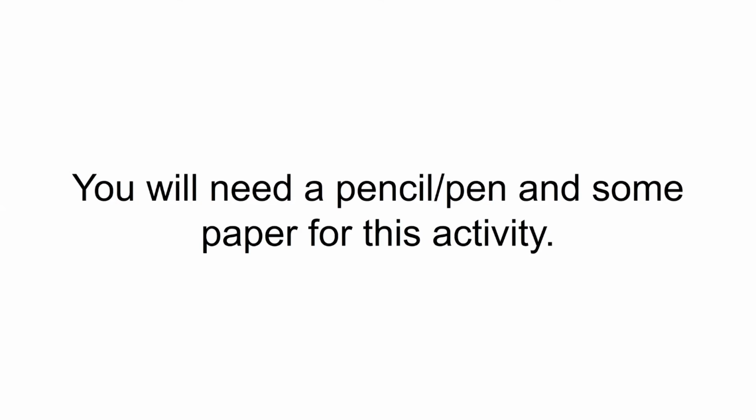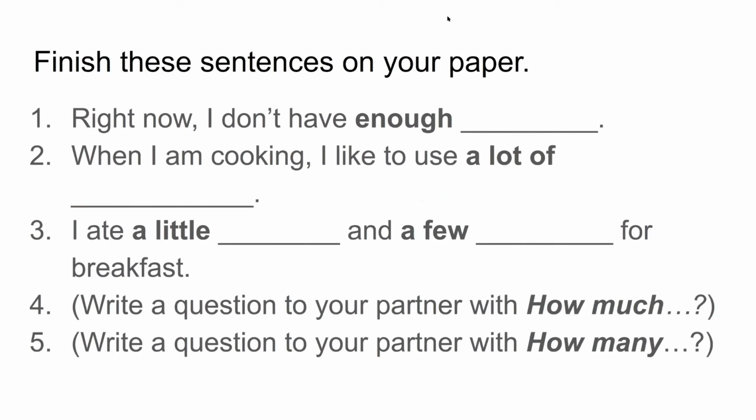All right, so let me explain what we're going to do. Now the first thing I want you to do is I'm going to give you a few minutes. Okay, I'm going to turn off my microphone and everyone's microphones for just a moment. And what I want you to do is on your paper, you're going to finish these sentences. Okay, now number 4 and 5 are a little different, but let's look at each one. So first thing I want you to do is you're going to write down everything, but then you're going to finish the sentence. So for example, number 1 says, right now I don't have enough, and then blank. So you can finish that sentence. Number 2, when I am cooking, I like to use a lot of blank. So again, finish that sentence.